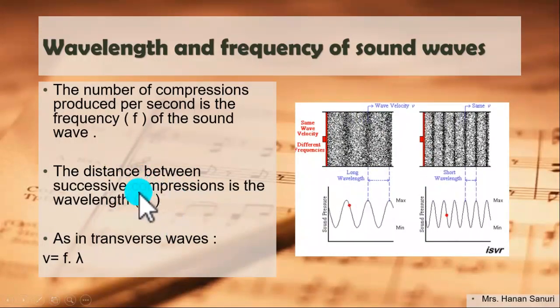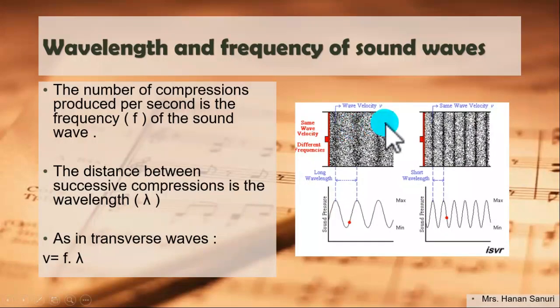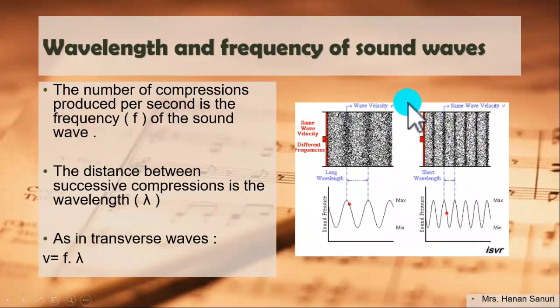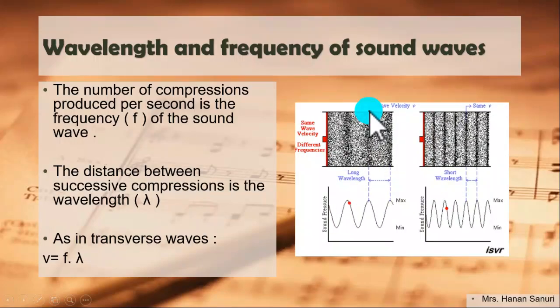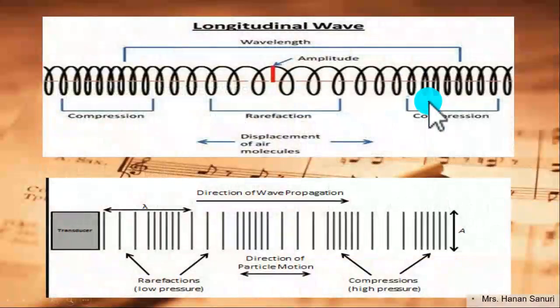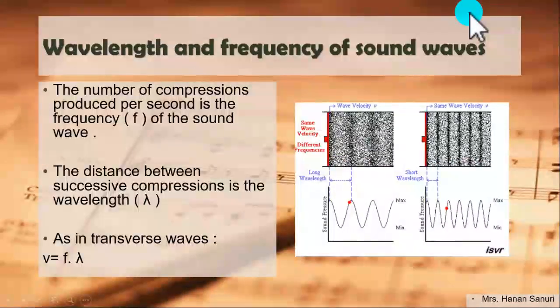The distance between successive compressions is the wavelength. You remember the wavelength? Here's the wavelength. It is the distance from one compression to the other. Most of the time, we take it from the middle of the compression. For example, from the middle of this one to the middle of this one. Here is the wavelength, okay? From the middle of the first compression to the middle of the second compression.